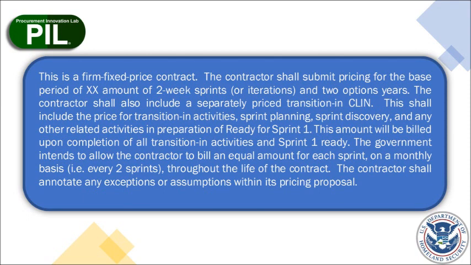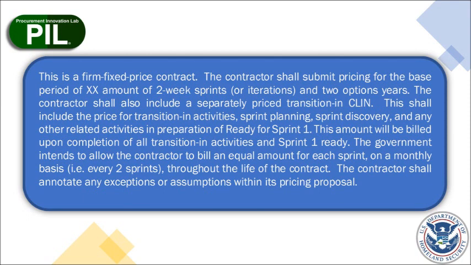The contractor shall submit pricing for the base period of X amount of 2-week sprints or iterations and 2 option years. The contractor shall also include a separately priced transition-in CLIN. This shall include the price for transition-in activities, sprint planning, sprint discovery, and any other related activities in preparation of ready for Sprint 1. This amount will be billed upon the completion of all transition-in activities and Sprint 1 ready.